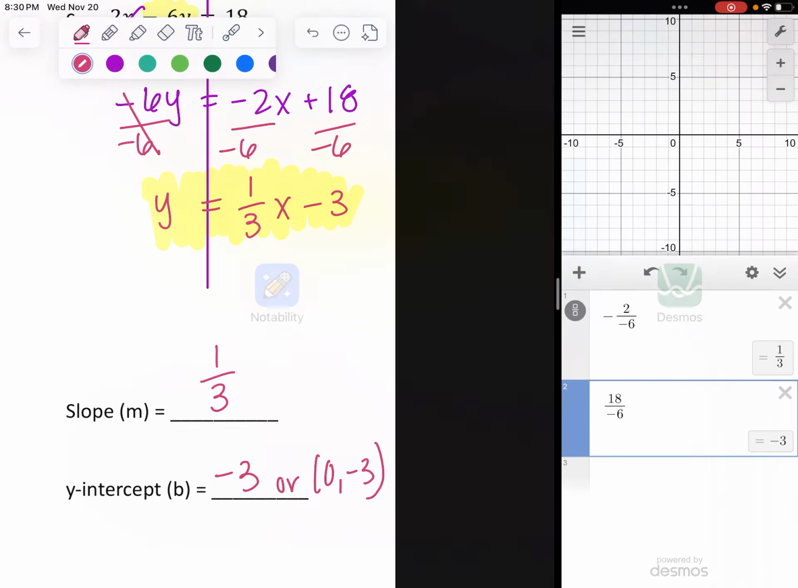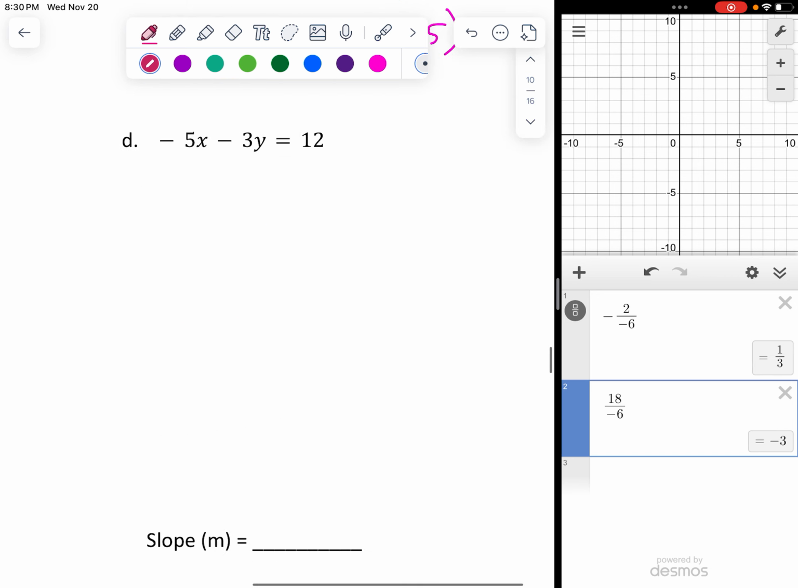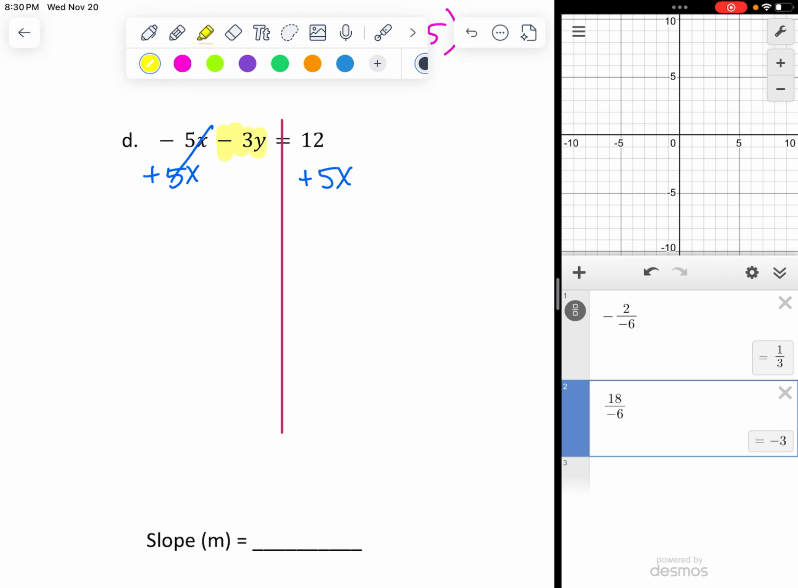Now, same exact thing if I'm looking at part D. I'm going to start with my line in the middle. I'm going to add 5x because I need to cancel that -5x. I'm going to bring down negative.